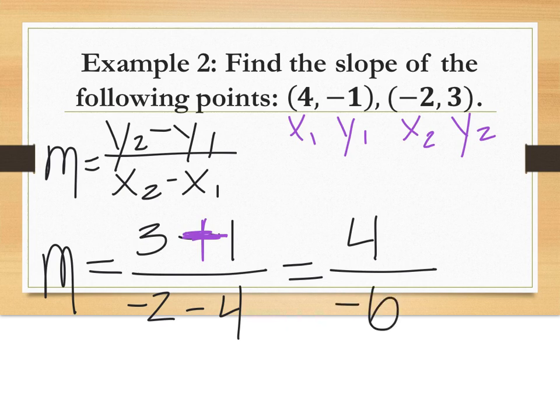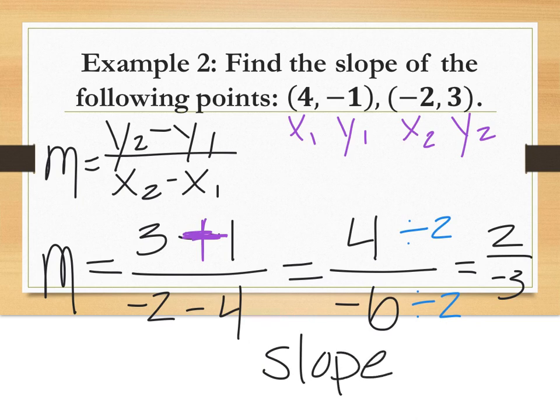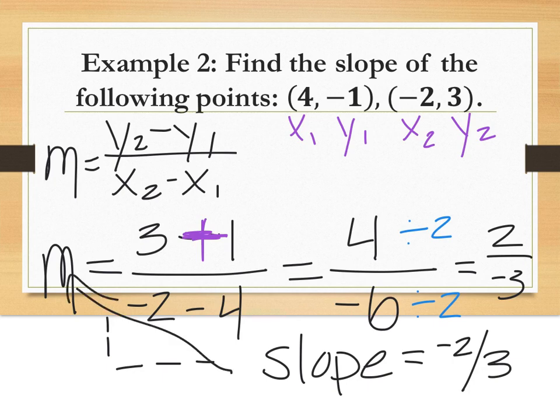Please make sure you simplify any fraction that you can. These are both even numbers. I can divide them both by 2. So your final answer for your slope, 4 divided by 2 is 2. Negative 6 divided by 2 is negative 3. So you'd write the slope of those 2 points is equal to negative 2/3. So that one would be going down 2 and over 3. So it would be a slope that kind of looks like that, a negative slope, decreasing.